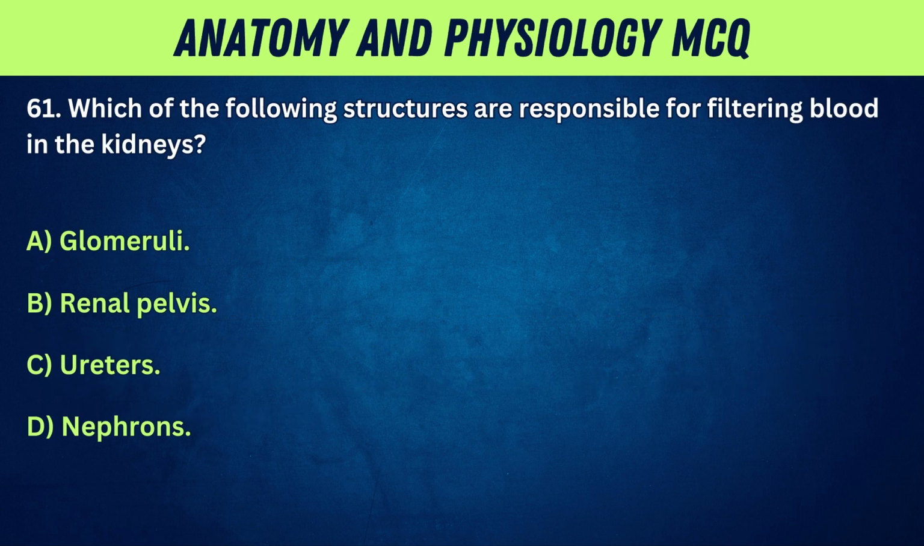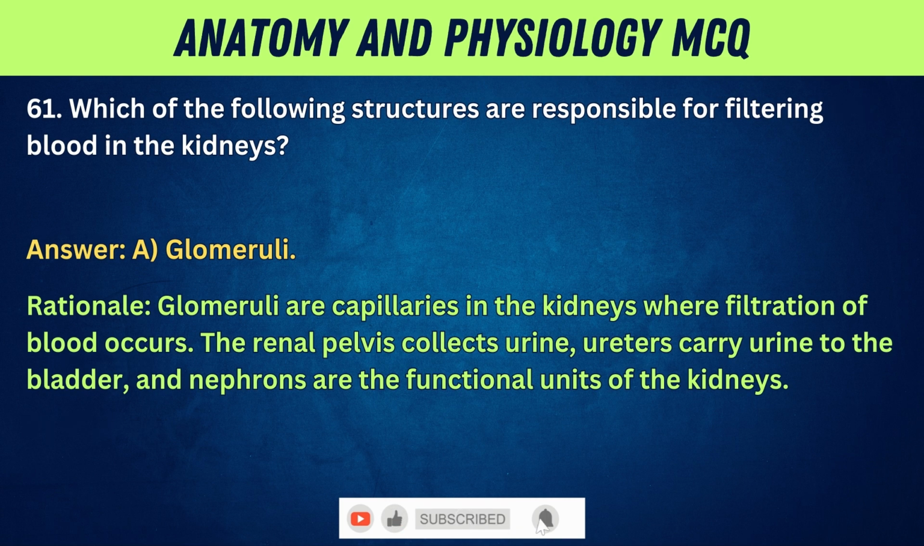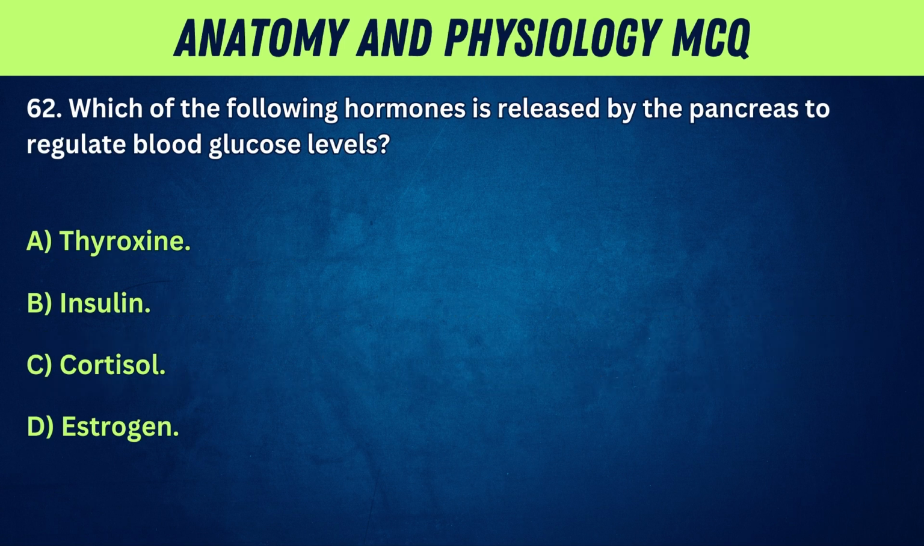in the gallbladder. 61. Which of the following structures are responsible for filtering blood in the kidneys? A. Glomeruli, B. Renal pelvis, C. Ureters, D. Nephrons. Answer: A. Glomeruli. Rationale: glomeruli are capillaries in the kidneys where filtration of blood occurs. The renal pelvis collects urine, ureters carry urine to the bladder, and nephrons are the functional units of the kidneys.